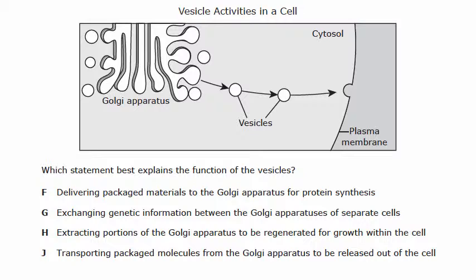F. Delivering packaged materials to the Golgi apparatus for protein synthesis. G. Exchanging genetic information between the Golgi apparatuses of separate cells. H. Extracting portions of the Golgi apparatus to be regenerated for growth within the cell. J. Transporting packaged molecules from the Golgi apparatus to be released out of the cell.